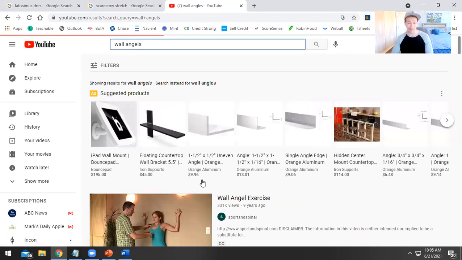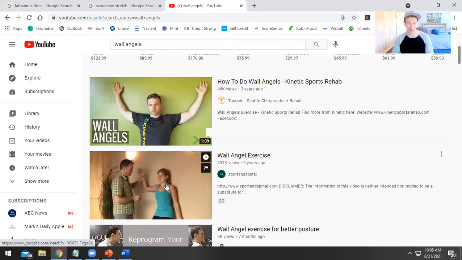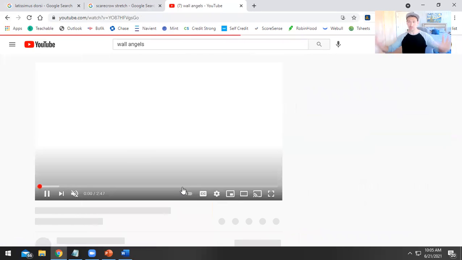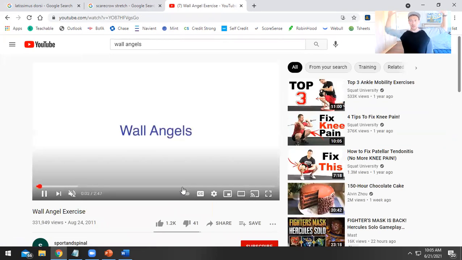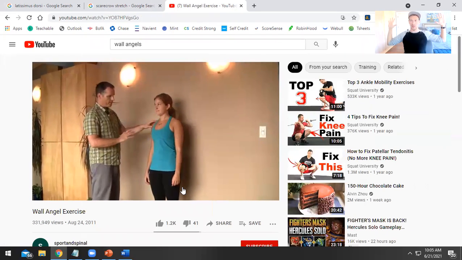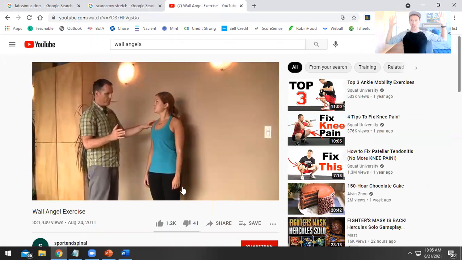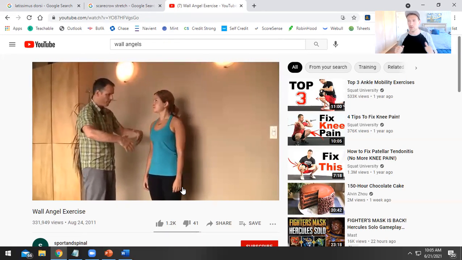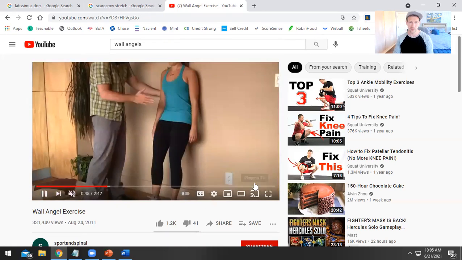Oh, actually, it came up, even though I spelled it wrong. So wall angels are another really good one. Put yourself into this position here and learn how to press your arms up without your elbows or wrists leaving the wall. So this action here, really good for creating that shoulder mobility.